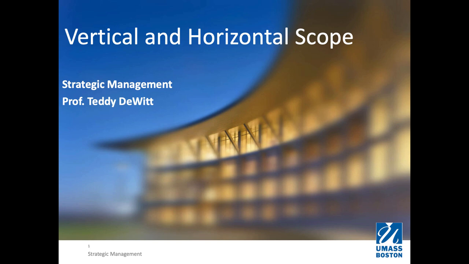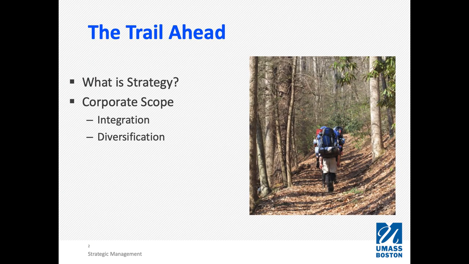Welcome to the lecture on vertical and horizontal scope for the strategic management class that you're taking. To give you an idea of what we're going to talk about, first I'm going to go back to the basics and briefly talk about what is strategy. Then get into the details of corporate scope, vertical and horizontal scope, but it's also called integration and diversification. And you'll see why as we go on in the lecture.